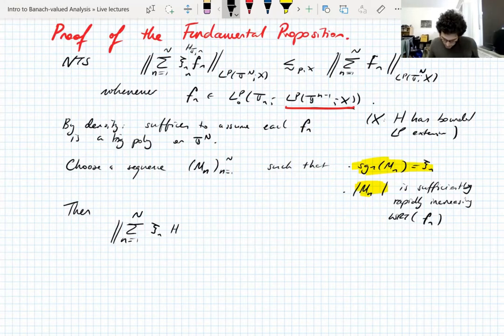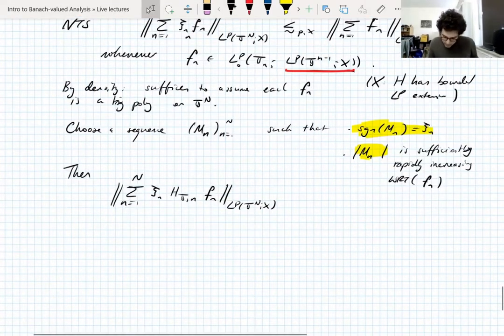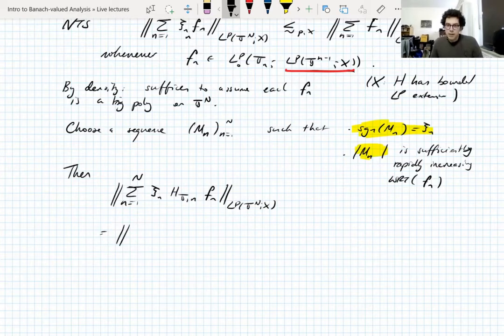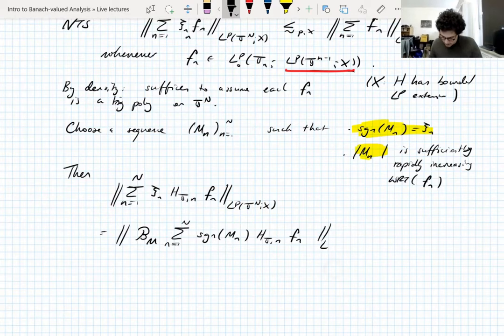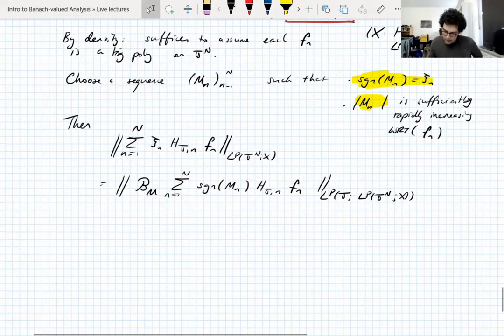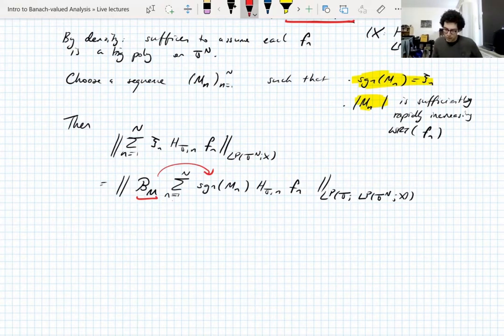So we take the thing we want to control. And we use the fact that this Bourgain map is an isometry. So we can throw that in there for free. We can say that, well, this psi n is the sign of capital M sub n by construction. And now we have L^p in an extra variable, because that's what the Bourgain map does, adds an extra variable, and it's an isometry. And this Bourgain map doesn't depend on n, so we put it inside here, and we use this intertwining property. We have a Bourgain map applied to a Hilbert transform with the appropriate sign coefficients out the front.